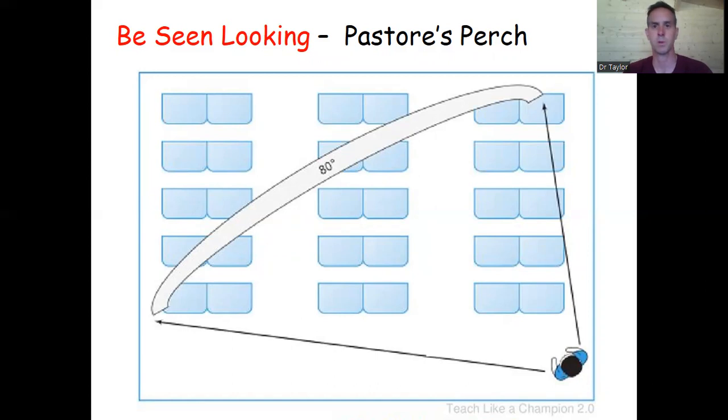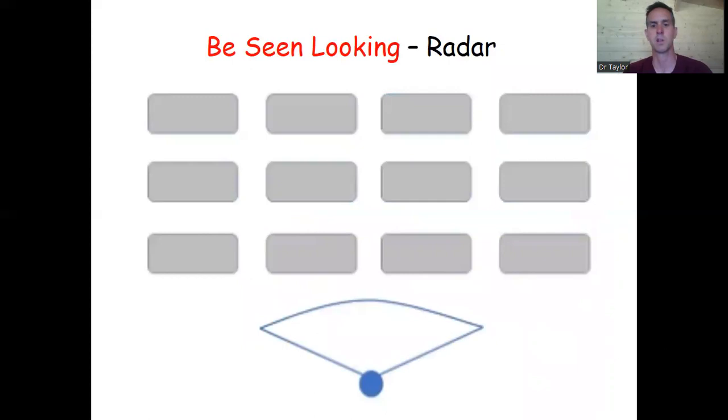If you can't get the Pastor's Perch, which I know some teachers can't because of how their classroom is set up, then you head to the center of the classroom and you do what we call the radar activity, which is literally moving your head backwards and forwards like a radar, left and right. And at the same time, you are scanning to see if students are engaged in the task.